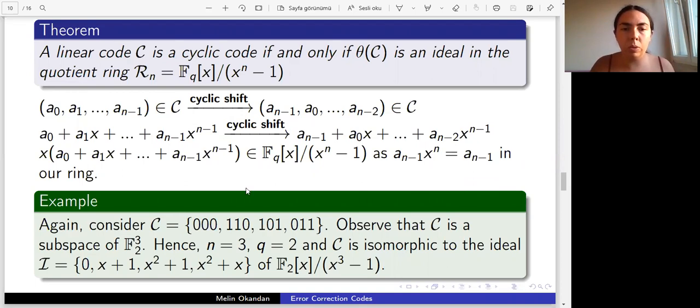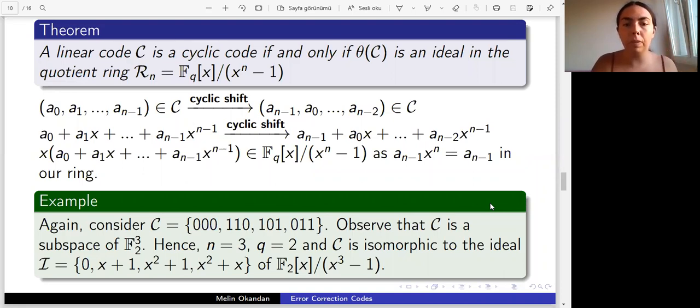Consider the code C equals {000, 110, 101, 011}. Well, this is the same cyclic code we studied before. Now observe that C is a subspace of F2 to the power 3. Here n equals 3 and q equals 2, because the elements of the code word are zeros and ones. There are two things in our finite set, and the length of the code word is 3. This makes n equals 3.